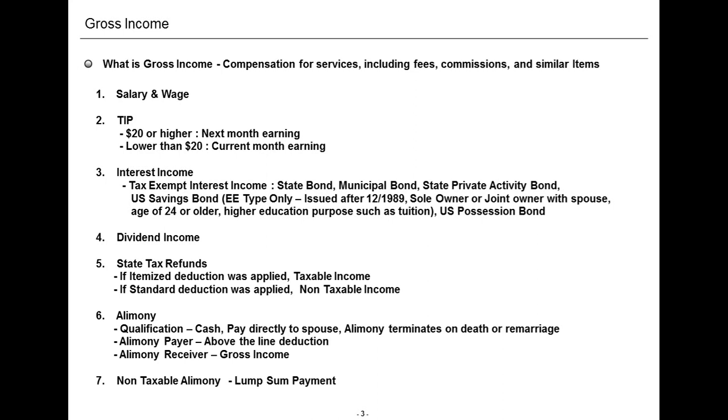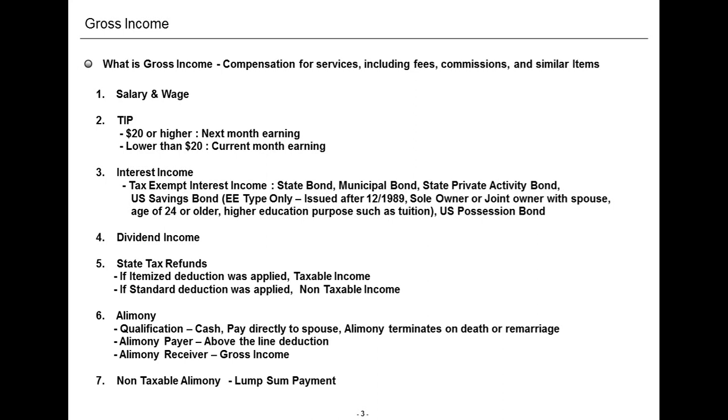And number one, salary or wages, are gross income. Salary is a term that we use if you get paid annually, if you're a yearly salary-based employee. And if you're an hourly-based employee, we call it wages. Pretty much the same thing. Salary and wages are both compensation. And tips. Let's say if you earn more than $20 in a certain day, that can be considered earnings for next month. But if you earn less than $20 as a tip, it can be considered as current month earnings.